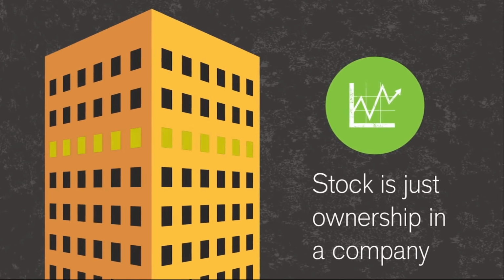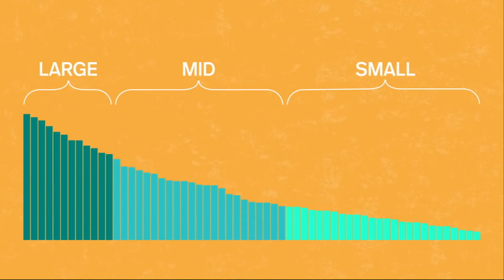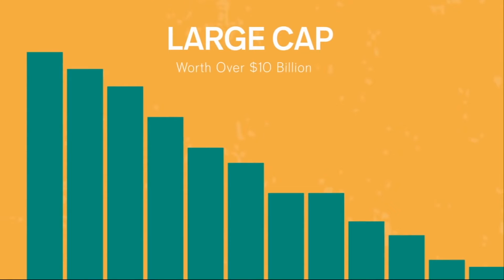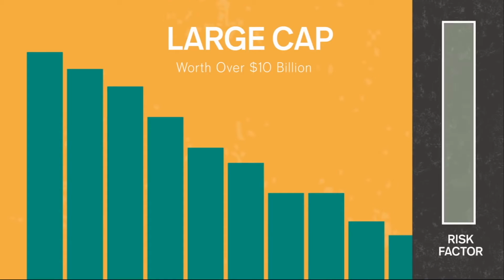There are many ways to classify stock. Two major ones are size, called market capitalization, or cap, and company location. Each classification has its own typical level of risk. Large cap stocks include the 500 biggest companies in the U.S. Apple, Walmart, Disney, Ford, McDonald's. Ever heard of the S&P 500 or blue chips? Same thing. Keep in mind, all stock is risky, but these are generally considered the least risky.